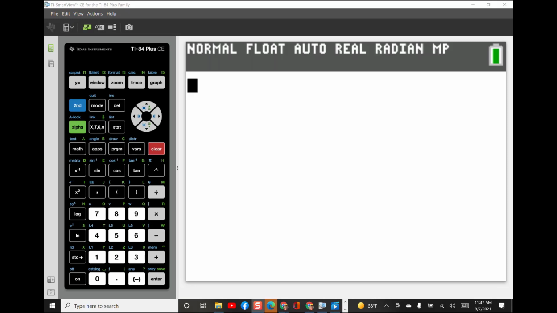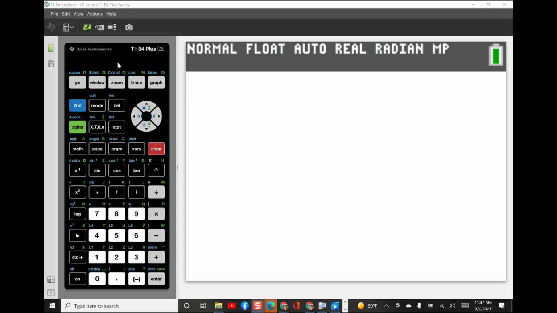Hi there. So we are in the intersection investigation for lesson 1.1.4. I am starting this investigation by using TI emulator software. Now you can use a Texas Instruments calculator. You can use Desmos as well, but most classrooms will be using the TI-84 to work on these kinds of problems.